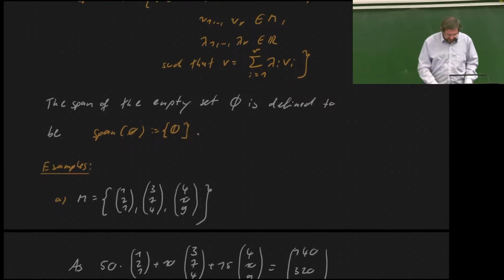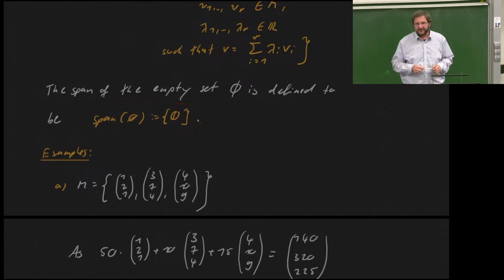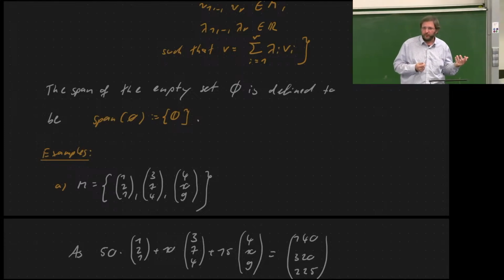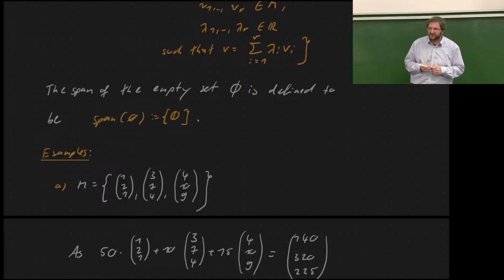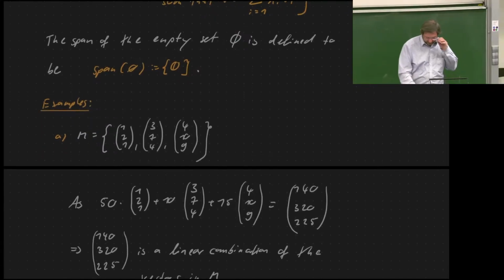Just for convenience, we define the span of the empty set to be the vector space that consists just of the zero vector. Again, you could say this is the smallest vector space that contains the empty set. Of course, every other set contains the empty set, and that's the smallest possible set that is also a vector space.